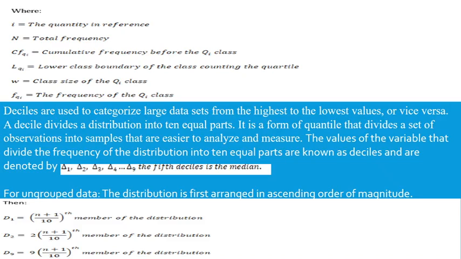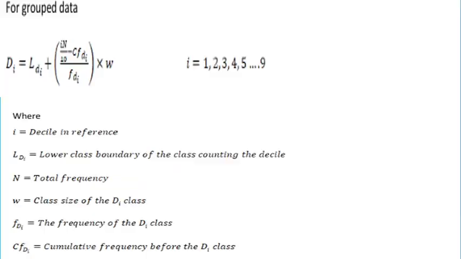For ungrouped data, the distribution is first arranged in ascending order, the same as for the median for ungrouped data. Then we apply this formula: D1 equals (n plus 1) over 10, which is a member of the distribution. D2 is 2 into bracket n plus 1 over 10, D3 will be 3 into bracket n plus 1 over 10, D4 will be 4 into bracket n plus 1 over 10, like that. Then D9 will be 9 into bracket n plus 1 over 10.